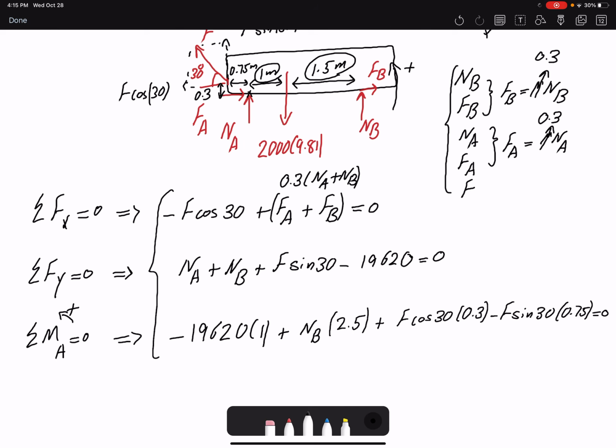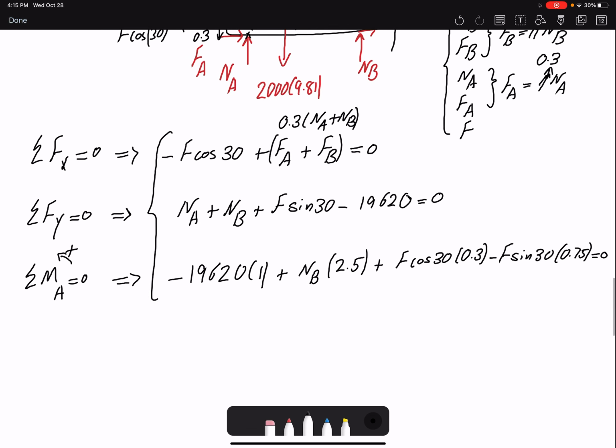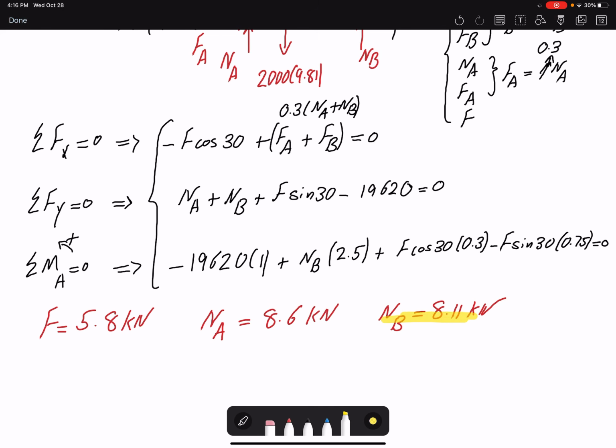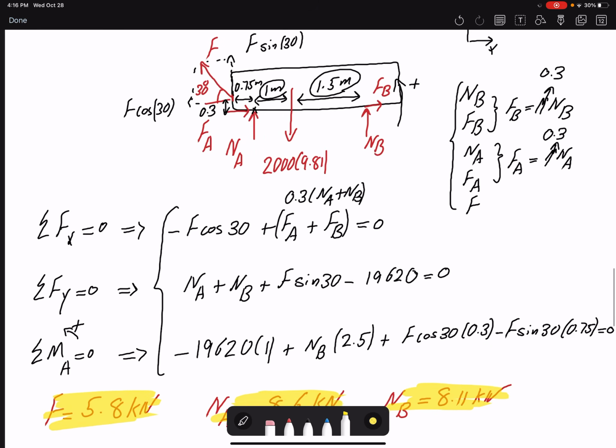So if we look at these, we have 3 equations and 3 unknowns, so we can solve for our unknowns. So the force F would be 5.8 kilonewton, NA would be 8.6 kilonewton, and NB 8.11 kilonewton. The problem was only asking for force F, but once we find force F, then the other unknowns will be determined as well.